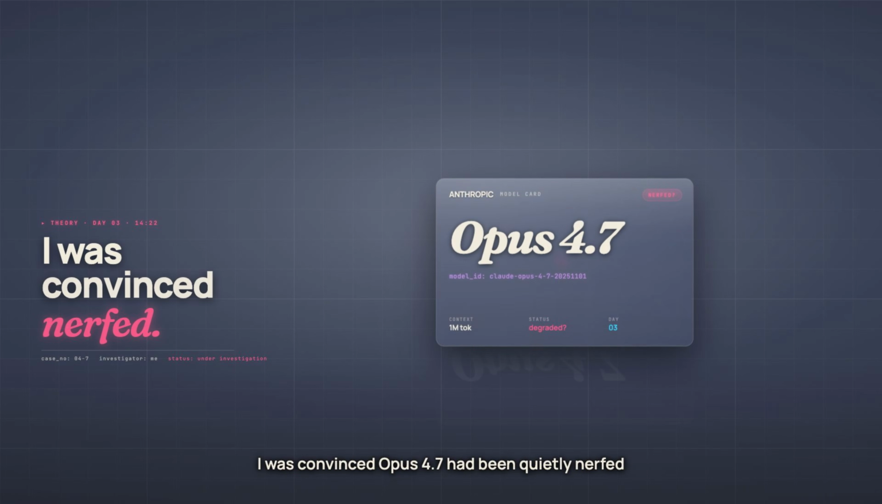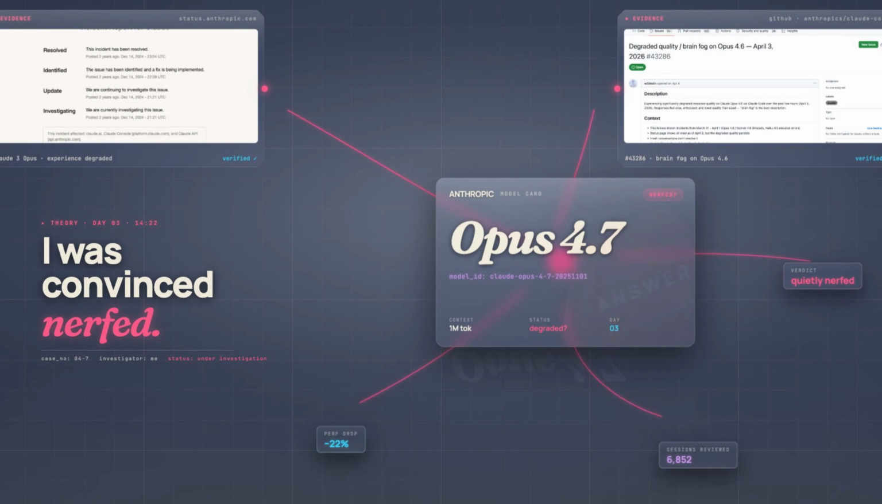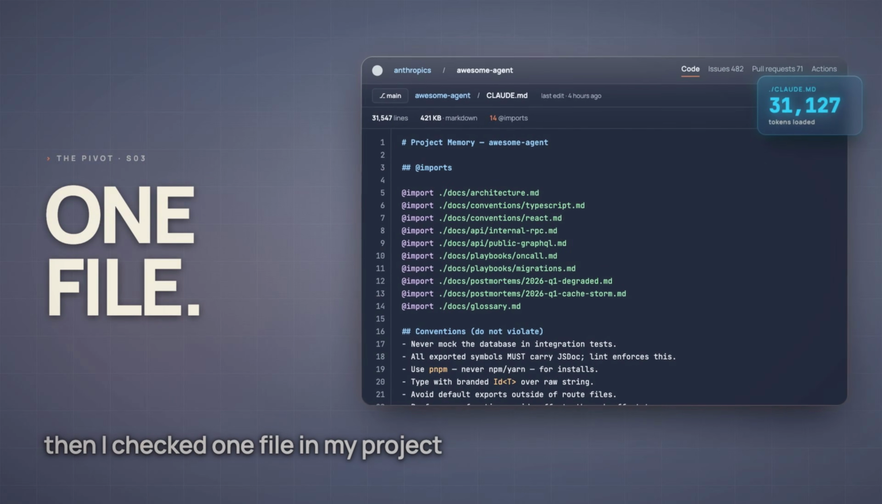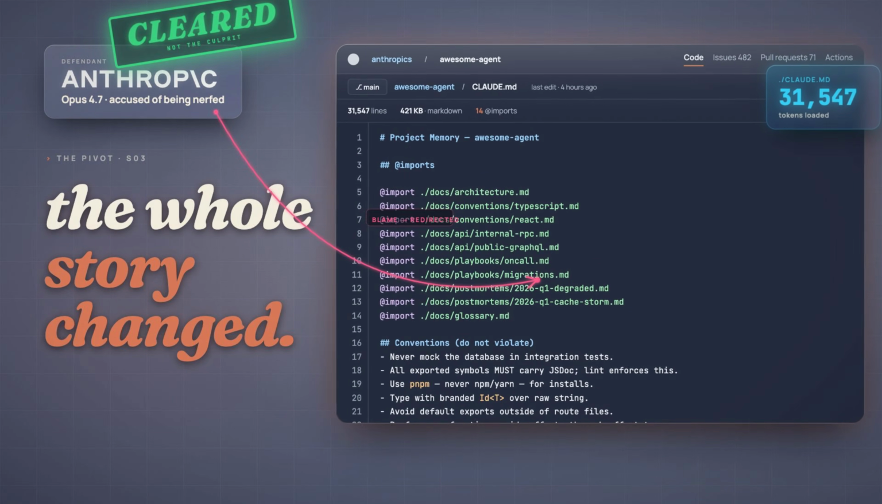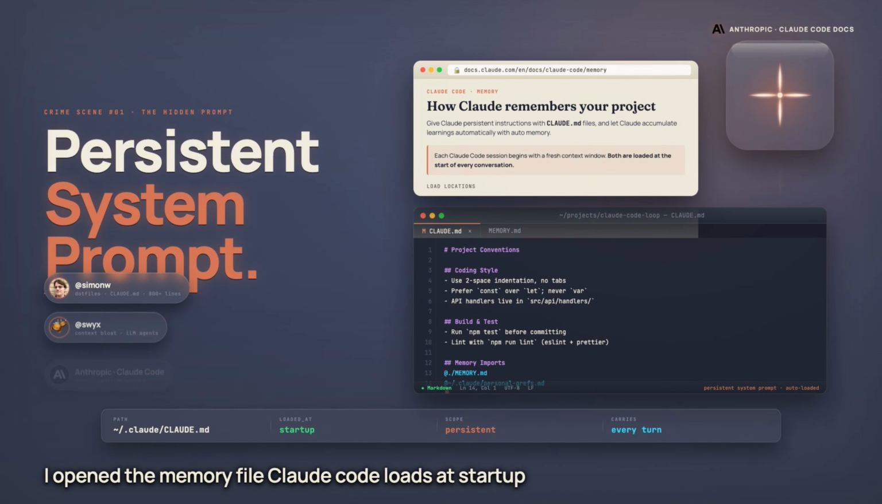I was convinced Opus 4.7 had been quietly nerfed. Plenty of people in the community were saying the same thing, so I figured I'd found my answer. Then I checked one file in my project, and the whole story changed. I opened the memory file Claude Code loads at startup.